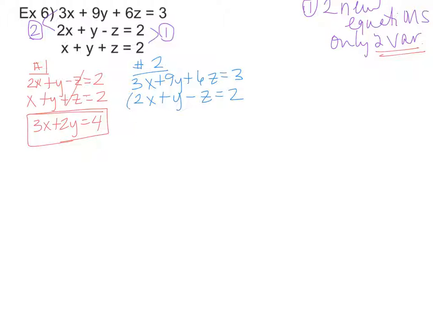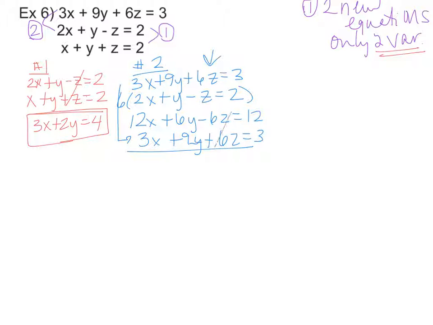For this equation, I'm going to multiply the bottom one by 6 so that I can get it to where I can eliminate my z's because I still want to eliminate those z's. So we have 12x plus 6y minus 6z is now equal to 12. Then I bring this one down: 3x plus 9y plus 6z is equal to 3. So the z's cancel. I now have 15x plus 15y equals 15. How about that? That's funny. Cool.